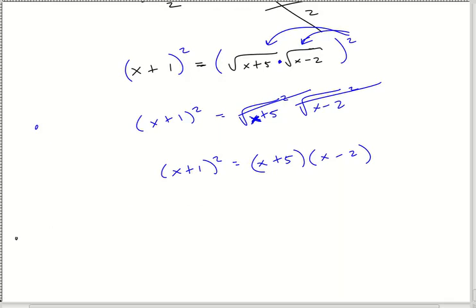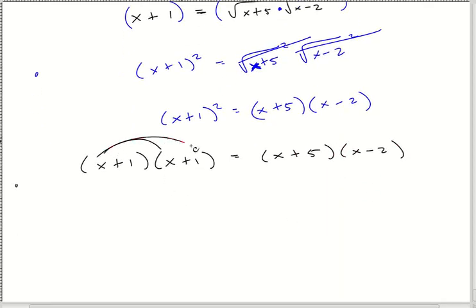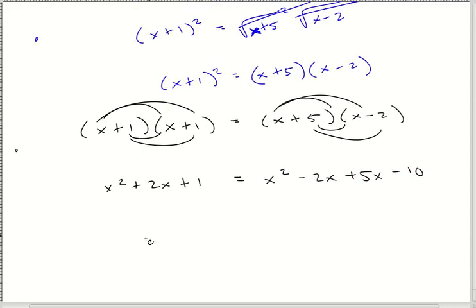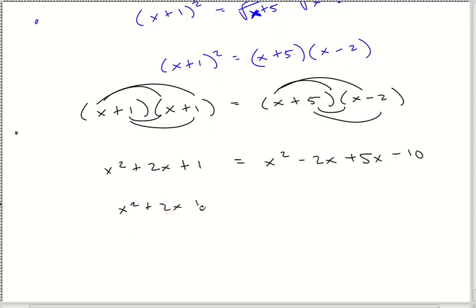So now, got to keep simplifying. This right here, again, is a squared factor, so we have to FOIL that out. And the funny thing is, on the other side, it looks like we have two factors, which we also have to FOIL out. x squared plus 2x plus 1. On this side, x squared minus 2x plus 5x minus 10. Let me just simplify that one side real quick. I got a plus 3x.